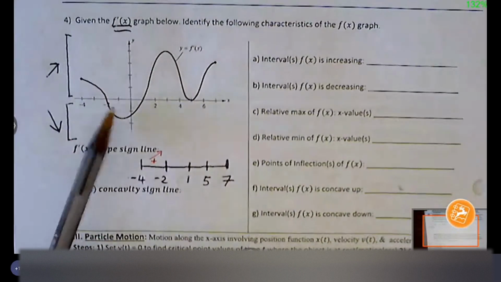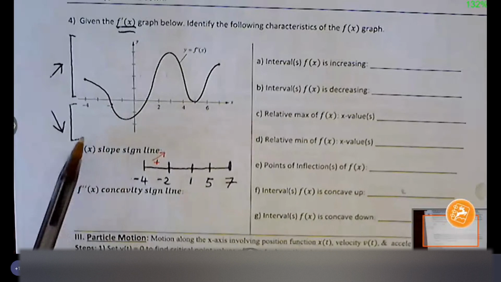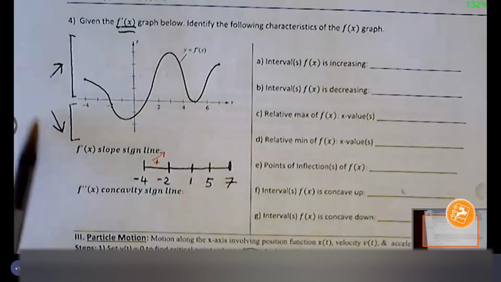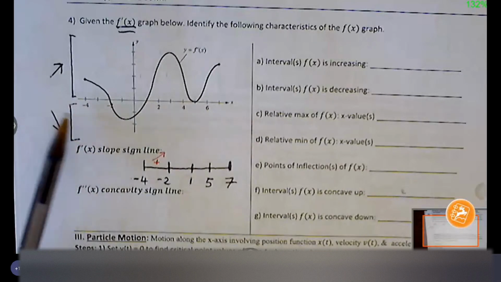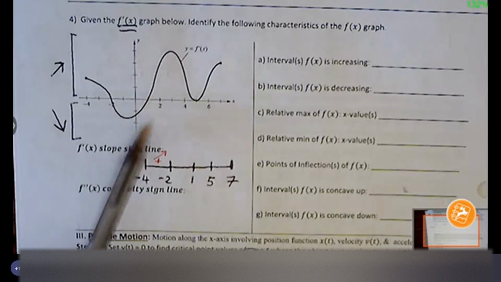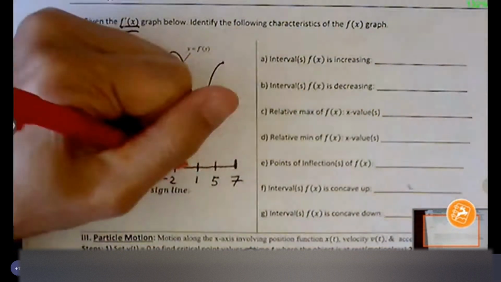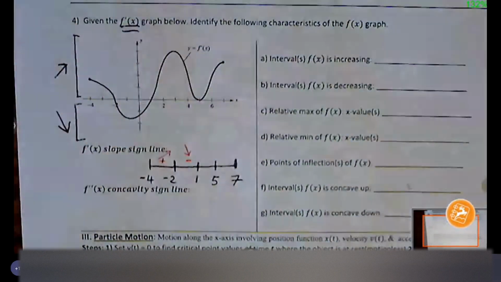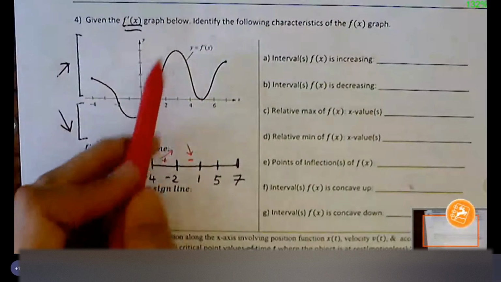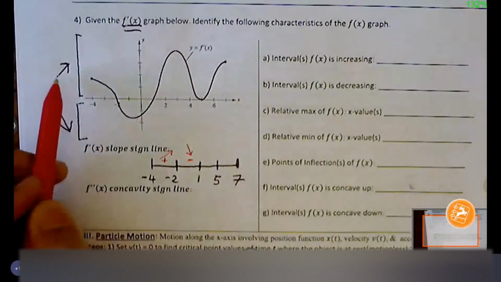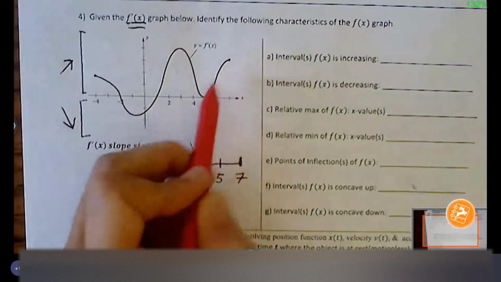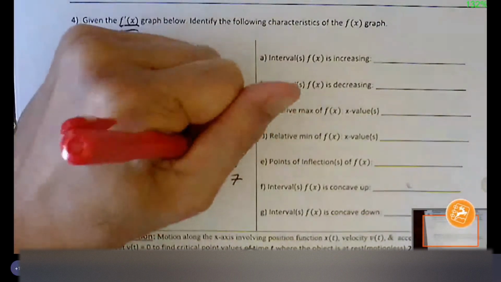Okay, what about between -2 and 1? Below the x-axis, so negative slope. Between 1 and 5, all this is positive because it's above the x-axis. And then from 5 to 7, it's still above the x-axis. So we have two sets of positive slopes.